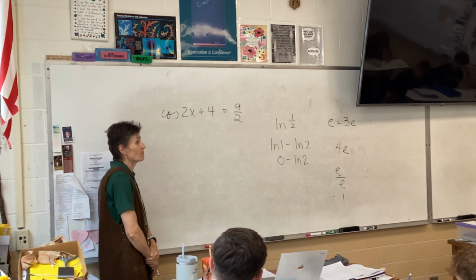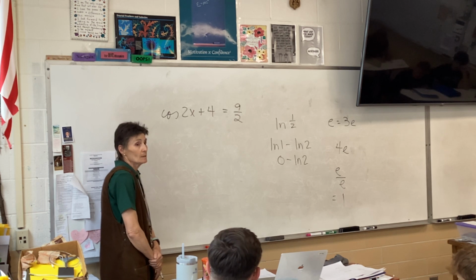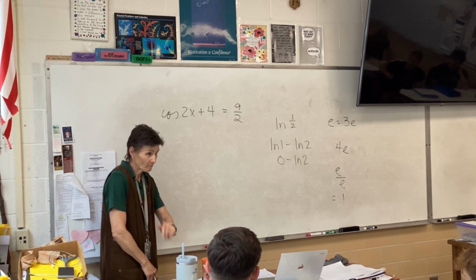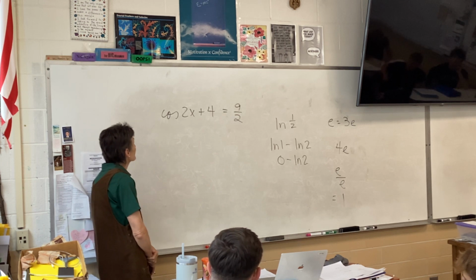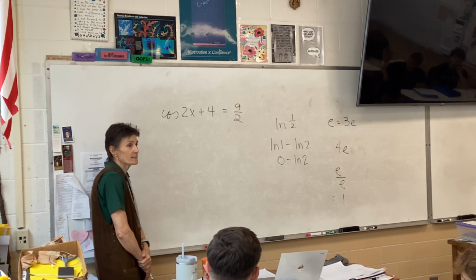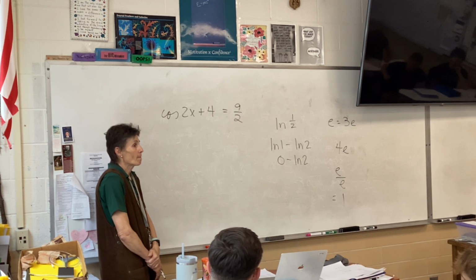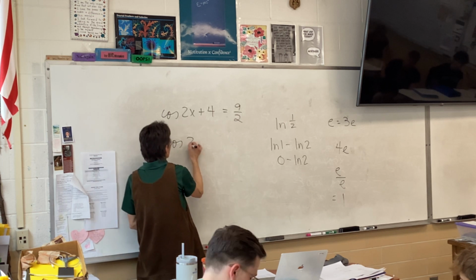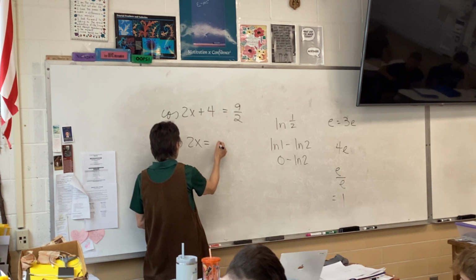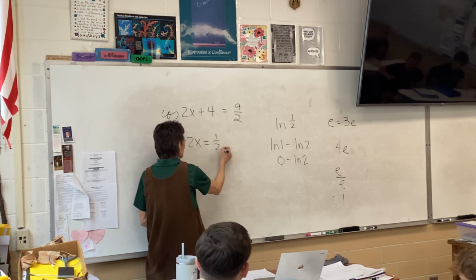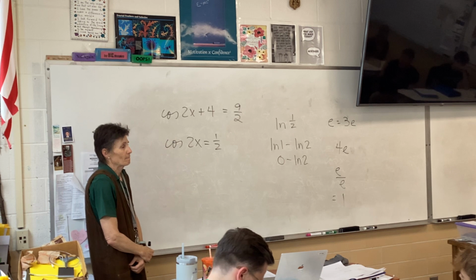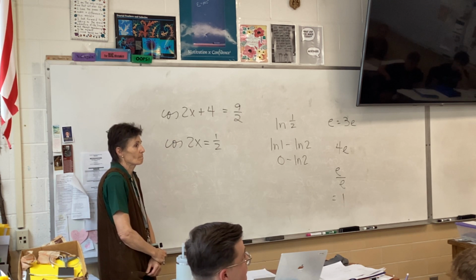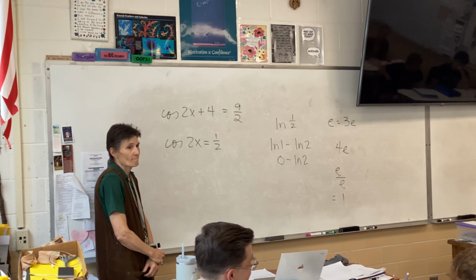And this one says find all. So we know what that means, right? We're gonna do a plus or minus thing. Anybody wanna take a stab at this one? We could definitely subtract 4. Cosine 2x equals, is that what you meant, subtract 4? 1/2. So cosine 2x equals 1/2.